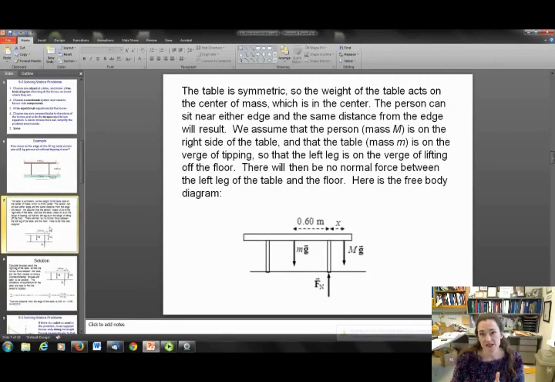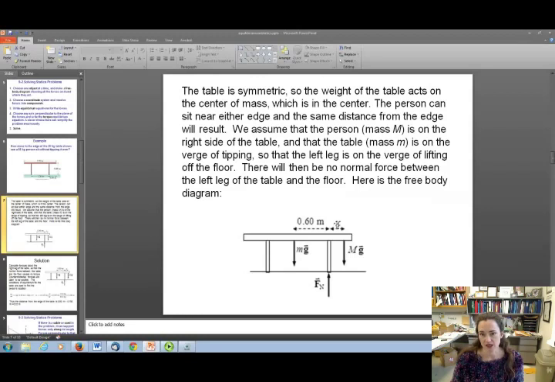This table is nice and symmetric. So what that means is that we know that our center of mass for the table would act at the center of the table. So on the free body diagram here, I've drawn little mg straight down at the center of the table. Now remember, it was 1.2 meters between the table's legs, so from the center of the table to the right leg, that's 0.6 meters.